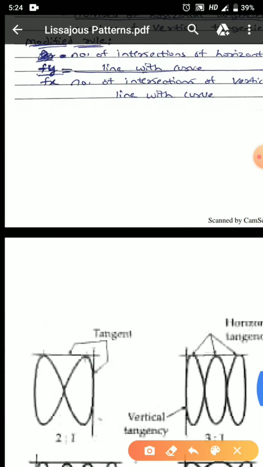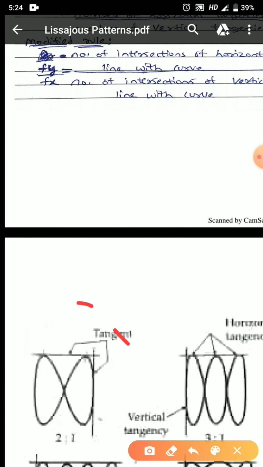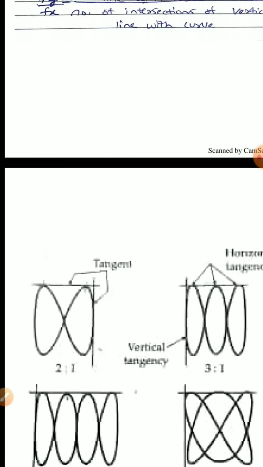So the formula was Fy by Fx. The horizontal tangency is 2 in this case, the vertical tangency is 1. So this means that the signal is in the ratio 2:1. So for example, if the vertical signal's value was known and it is 50, it means that the signal applied here is 100 hertz. So based on what pattern is formed, I can easily make out the frequency of the signal that I am measuring, because one signal is known, the other signal I can easily make out.